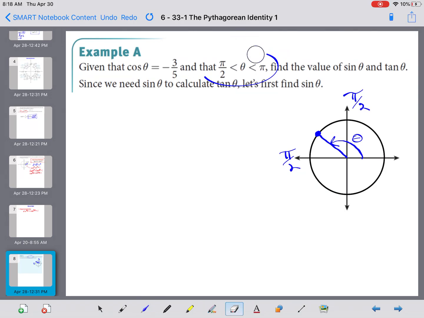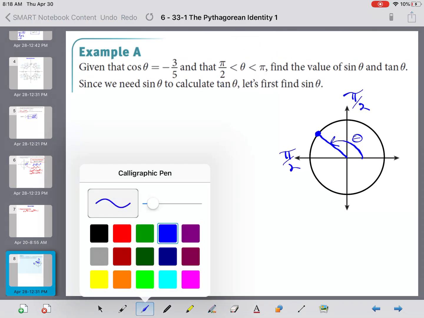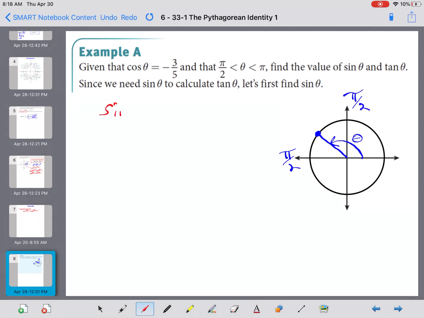So now I can't do anything else. I don't know the special right triangle. I can't mess around with that. But what I can do is use the Pythagorean identity. So sine squared plus cosine squared equals 1. At first we had a cosine of theta in there, but because the cosine of theta is equal to negative 3/5, I can just substitute the negative 3/5 in there. Now you only have one missing variable, theta.